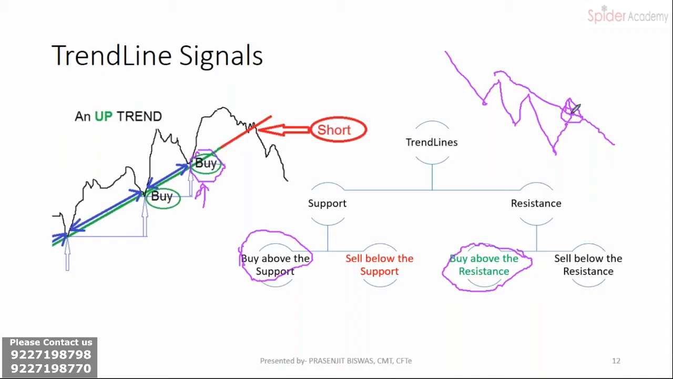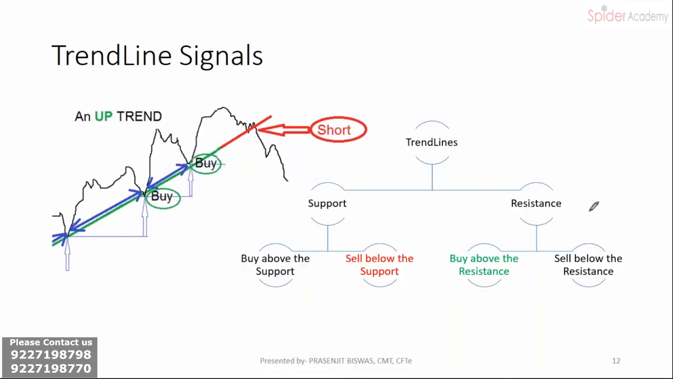So both the techniques are in a way correct, but I personally do not buy at the support. I being a momentum trader, I go for this particular technique where I would buy above the resistance. So once there is a breakout from the resistance, that's where I buy. So what happens is, after this resistance is broken, the prices move very quickly, and you could make quick money in a very short span of time.